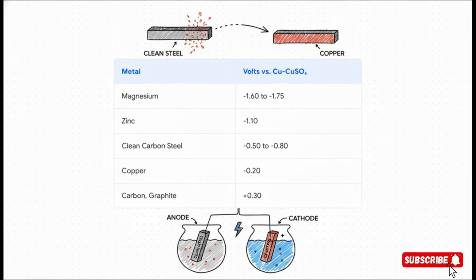So for example, if you connect clean steel, which is sitting around minus 0.5 volts, to copper at minus 0.2 volts, guess what happens? The steel will rust away to protect the copper. And that, my friends, is the basis of galvanic corrosion.